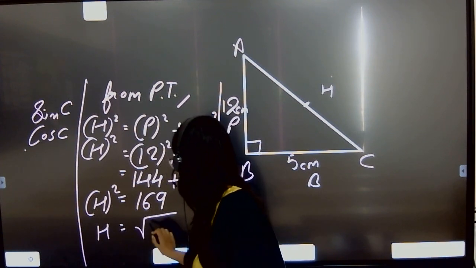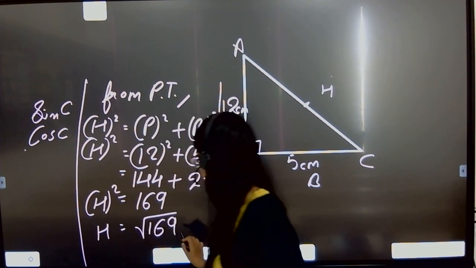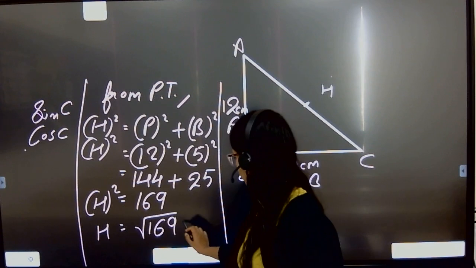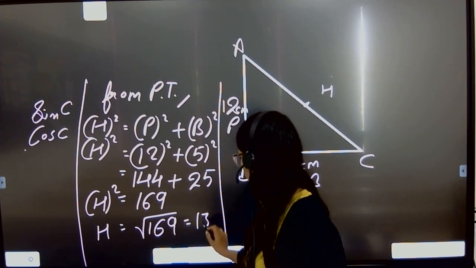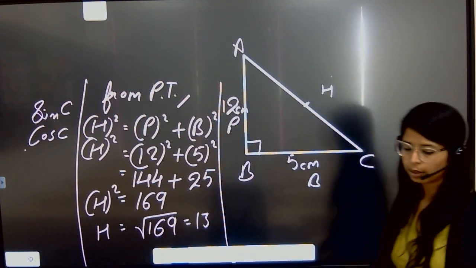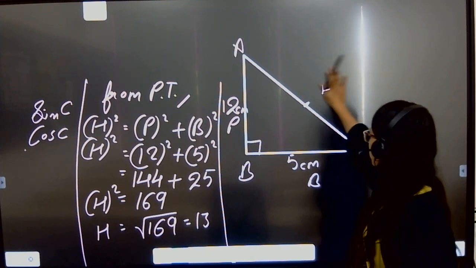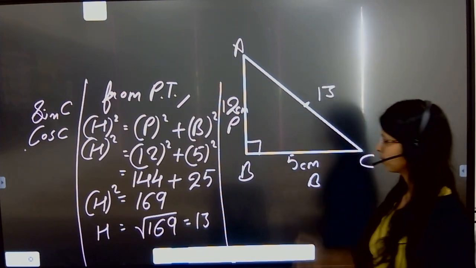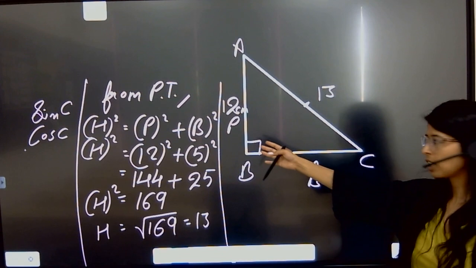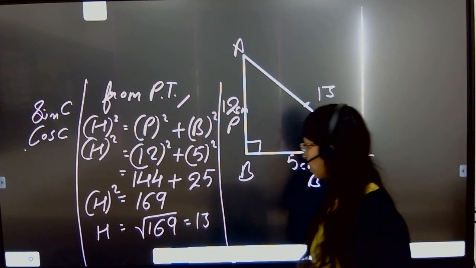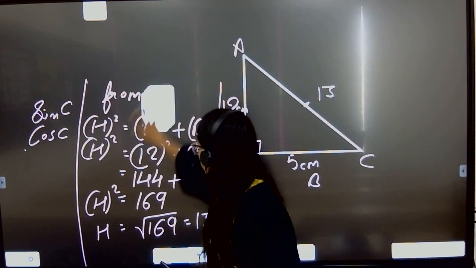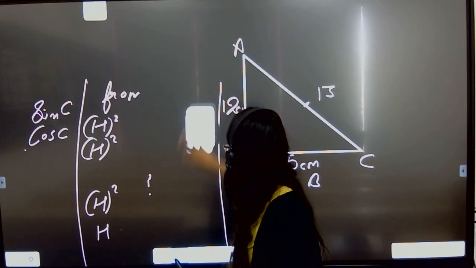So it will become a root. And we all know the square root of 169 is 13. So now we got the value here, 13. Now we have the hypotenuse is 13. Clear? Just revise the thing if you have any doubt. You all can ask me a doubt. Now I'm erasing this part.